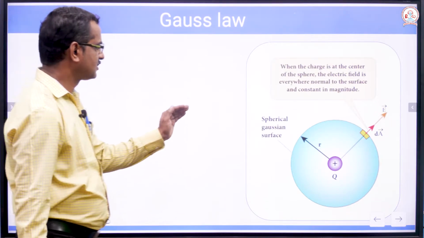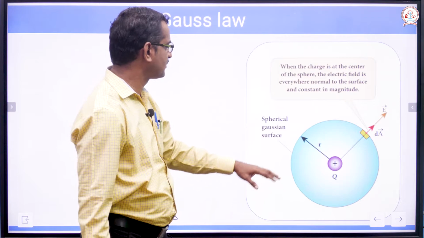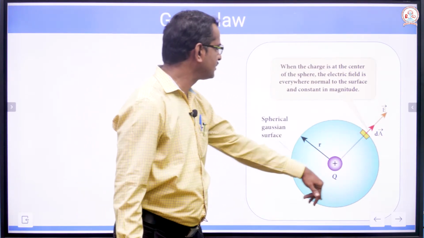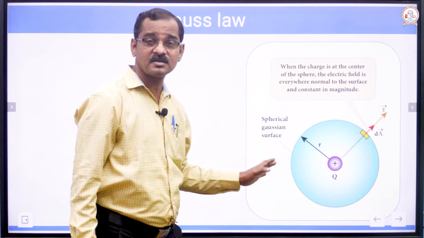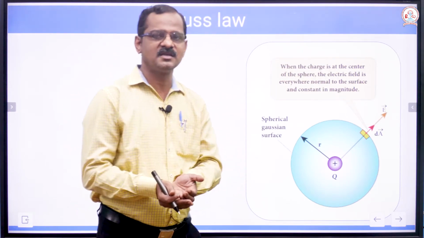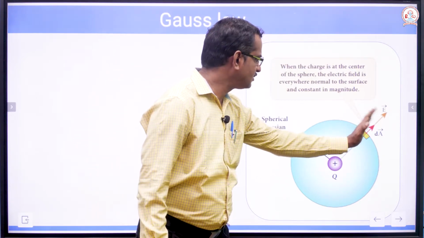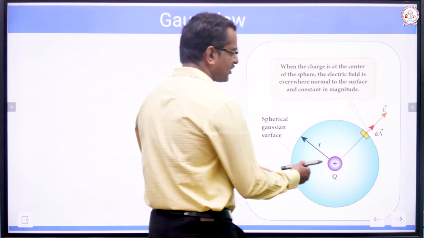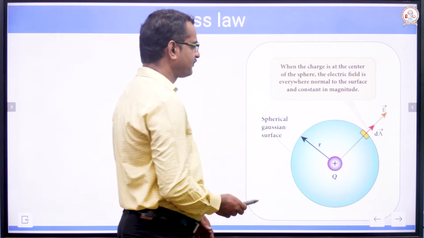So just imagine a sphere like this. When the charge is at the center of the sphere, the electric field is everywhere normal to the surface and constant in magnitude. It's a spherical Gaussian surface. This Gaussian surface is an imaginary surface. Imagine a positive charge is here, and on the surface the electric field will always be normal. It's a sphere, so it will be normal everywhere, isn't it?